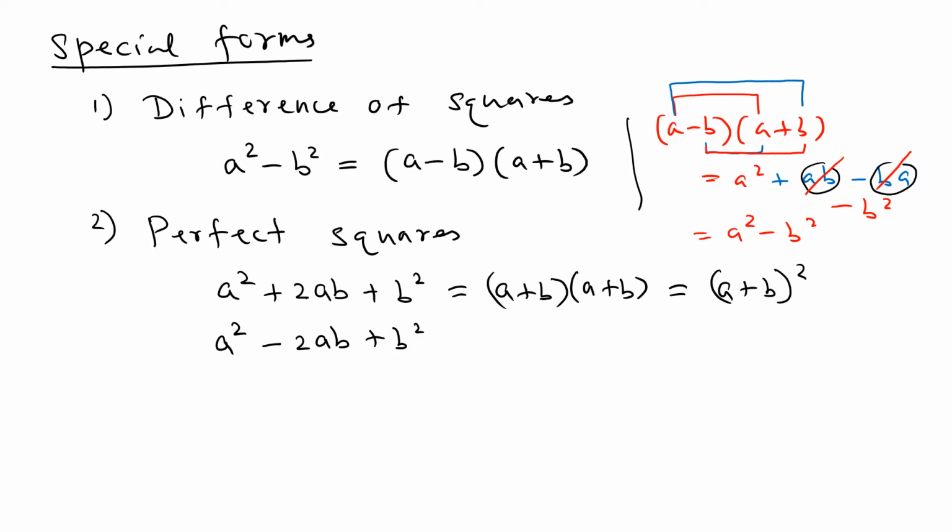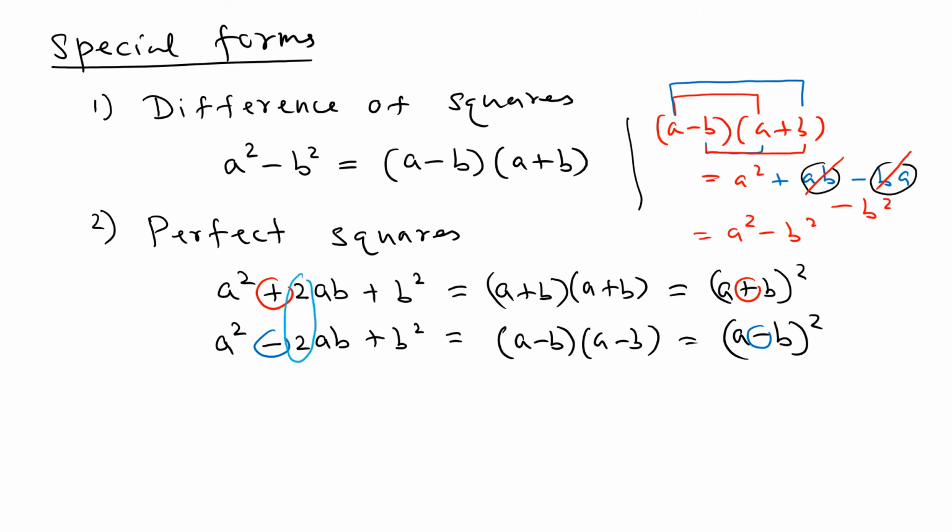You can write this one as (a − b)(a − b). This is equal to (a − b) whole thing squared. So that's the one for the minus sign. That means if it's a plus sign, you get a plus sign. If it is a minus sign, you get a minus sign. And also you can see that there's a number 2 in both of them. Good. That's what we call the perfect squares.